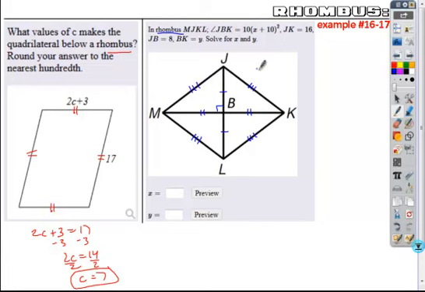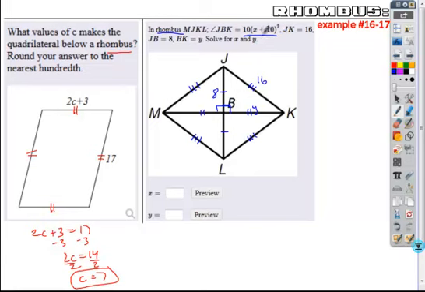So if you label what you have, JK is 16, that means each of these side lengths is 16. JB is given as 8. And then in this case, we want to find BK, which is Y, and the expression for angle JBK, which we see here is a 90-degree angle, is given by that expression.